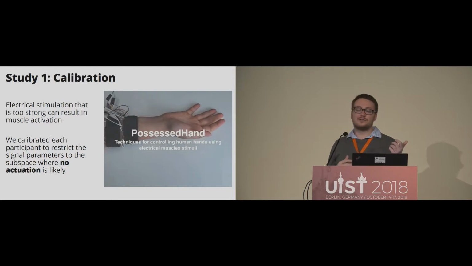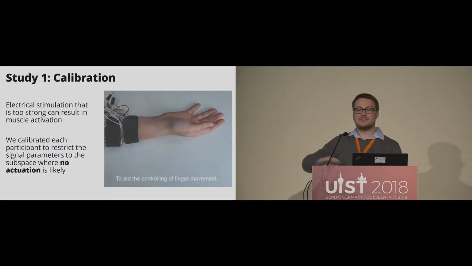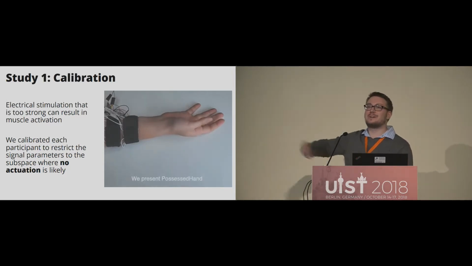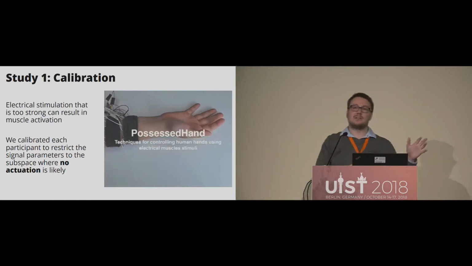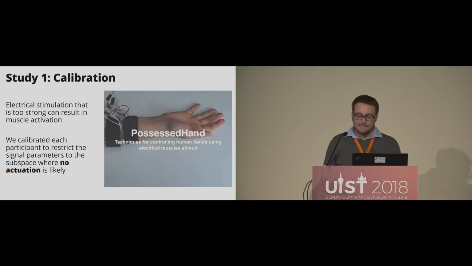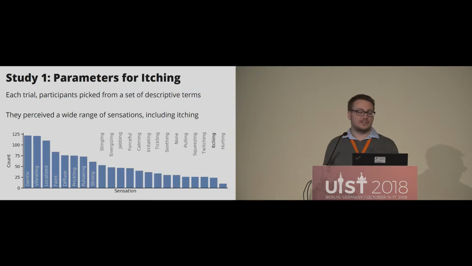So we had a very initial phase where we just randomly choose stuff, and then we fit a plane through the parameter space, and we say, okay, everything on that side where there's muscle activation we don't want. And we then just constrain ourselves to the other side. Okay, so we ran that, and people had a whole bunch of sensations. You can see here, the majority of those: gentle, vibrating, localized, faint, diffuse, prickling things.